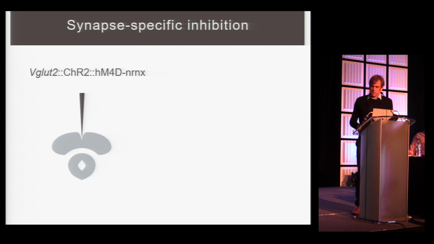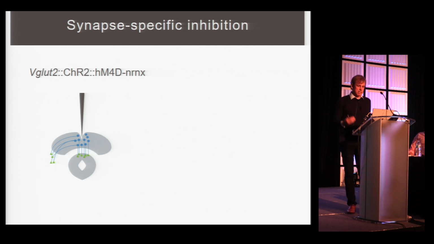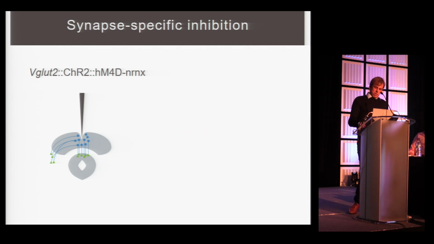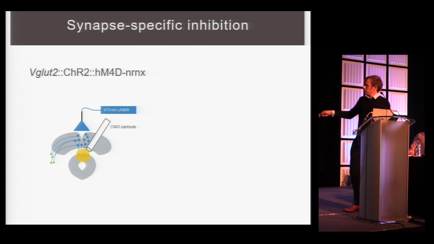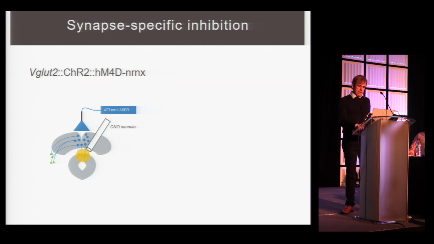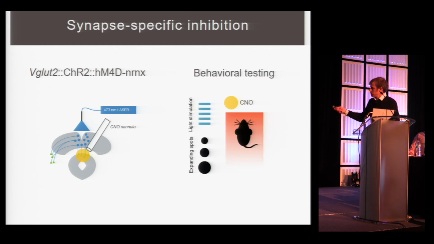This experiment is actually quite tricky. It almost killed Dom and Vanessa. So we express the constructs. We also express channelrhodopsin so that we can activate these projections with light as well. We then implant the fiber and then implant the cannula to locally perfuse CNO in the PEG or in other areas. And then we expose the animal. We put the animal through our assay and evoke escape using either expanding spots or light stimulation in the presence of CNO.